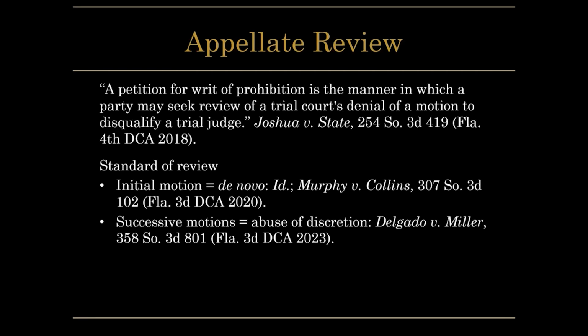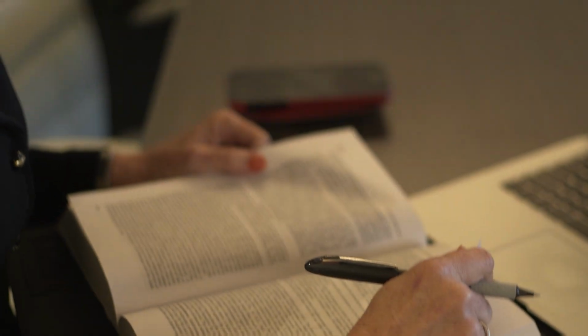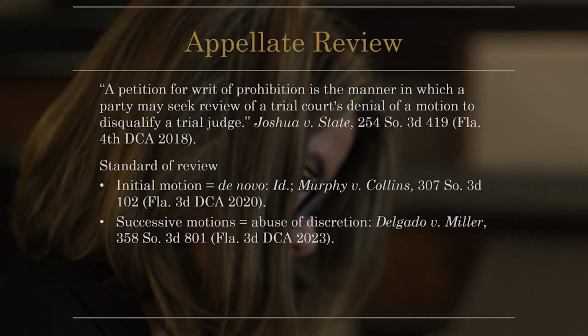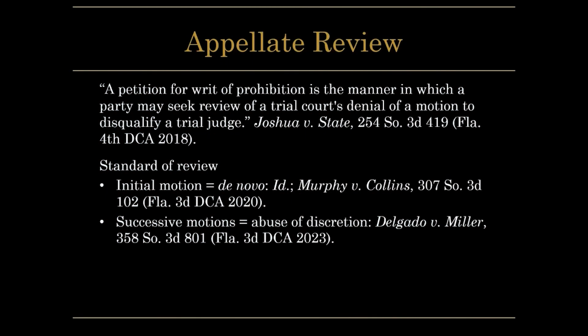Where you have a motion for disqualification directed to a successor judge, however, a writ of prohibition, the standard of review by the appellate court is abuse of discretion. And that makes sense because the successor judge is actually going to look at the evidence and decide whether, as a matter of fact, that he or she is biased and cannot provide a fair trial to the party. So that motion would be reviewed by abuse of discretion.